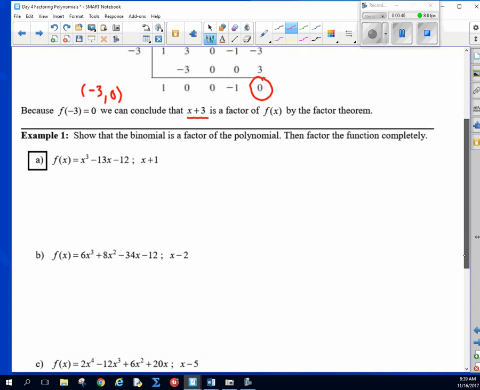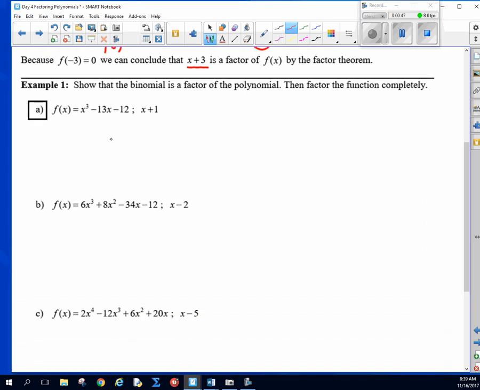So let's try example 1. f of x is equal to x cubed minus 3x squared minus 13x minus 12. I want to factor out x plus 1. Show that the binomial is a factor of the polynomial. Then factor the function completely. So I'm first going to start by putting in the box x plus 1's zero. So what goes in the box is negative 1.